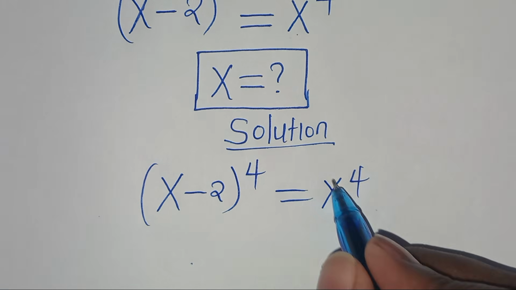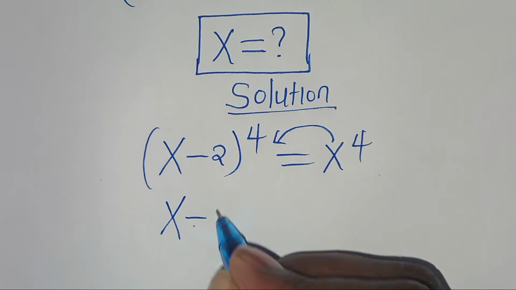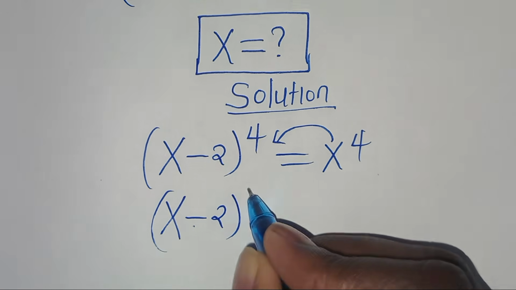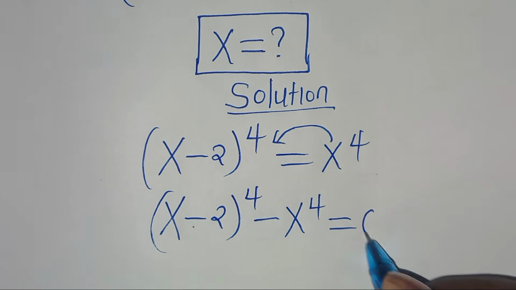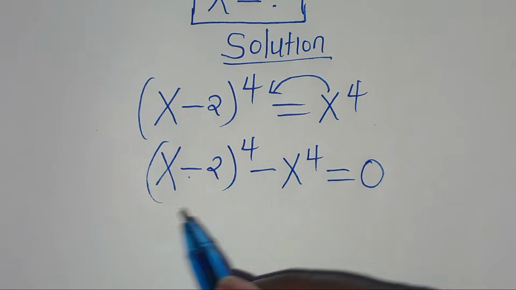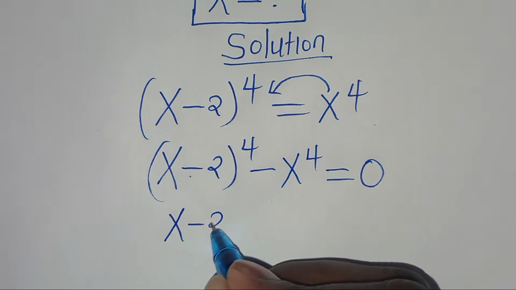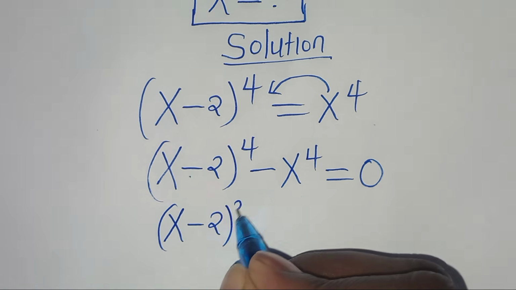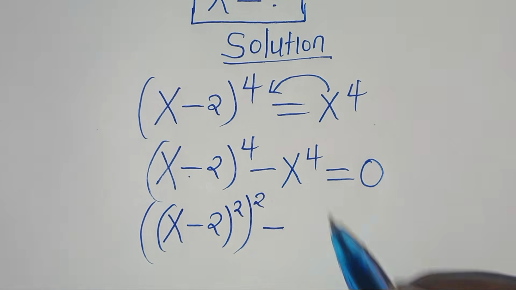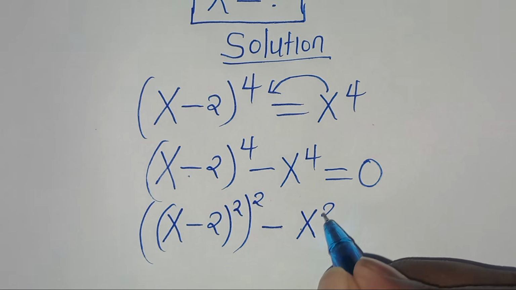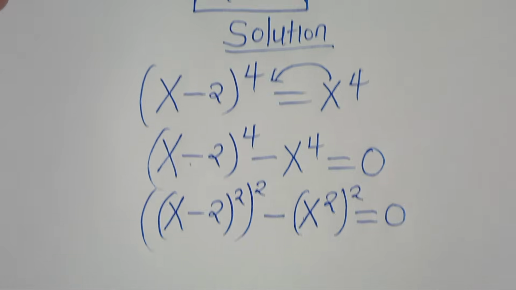So the first step is to take x to the power 4 to the left hand side, so that we have (x - 2) raised to the power of 4 minus x to the power of 4, equal to 0. We can express (x - 2)^4 as ((x - 2)^2)^2, subtract x^4, which is (x^2)^2, equal to 0.